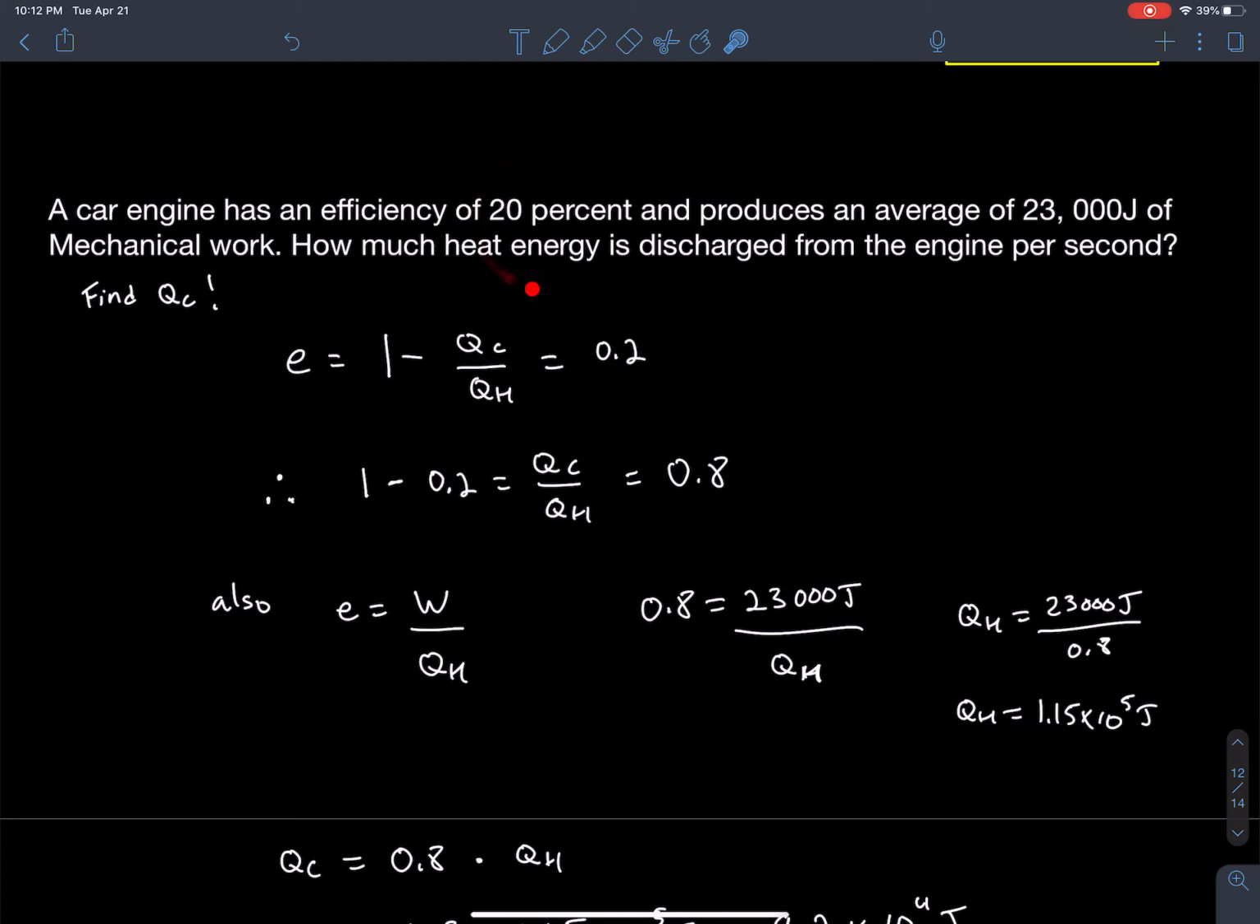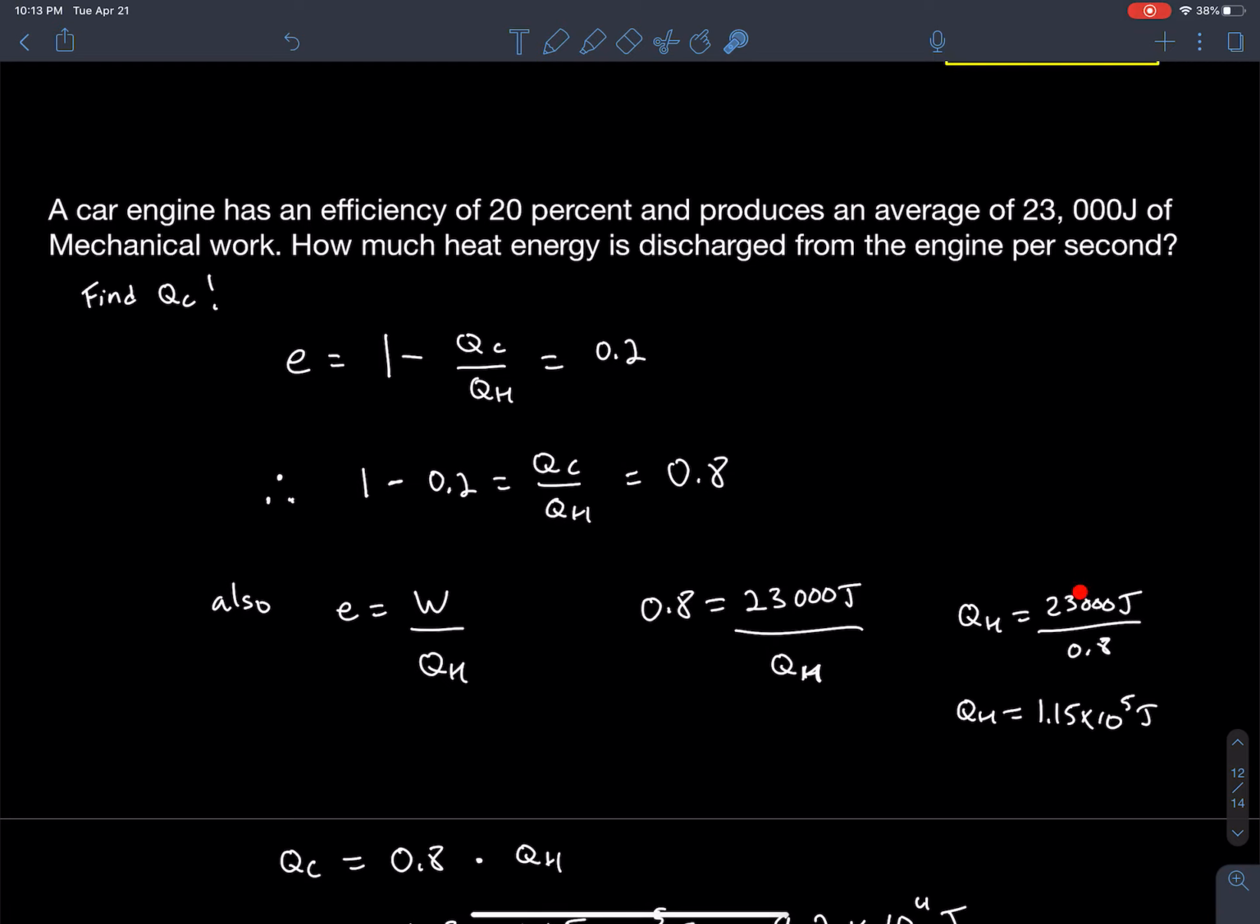All right, so if I know my efficiency is 20%, okay, 1 minus QC over QH is 0.2 or 20%. If I rearrange that, 1 minus 0.2 is equal to that ratio, which is equal to 0.8. I'll need that for later on. Okay, and so efficiency is equal to work divided by QH. All right, so 0.8 is equal to 23,000 joules. Okay, that's the useful work that I'm doing divided by the total heat that I'm putting in. If I rearrange that, I can solve for the total heat that went into my engine.